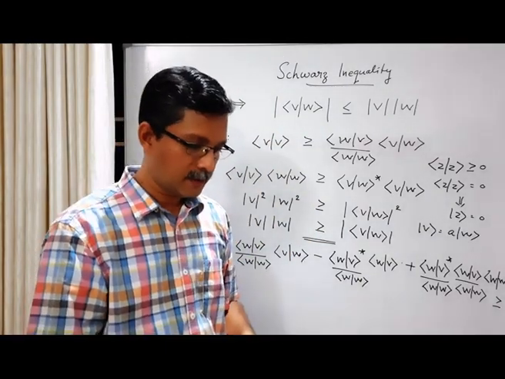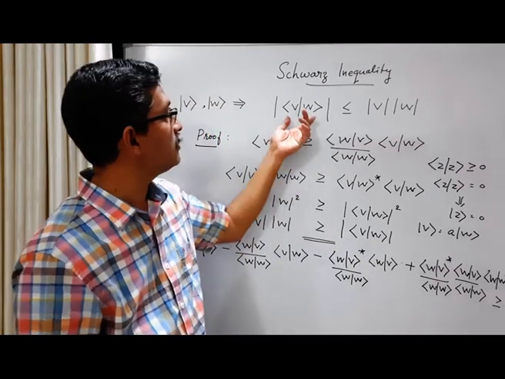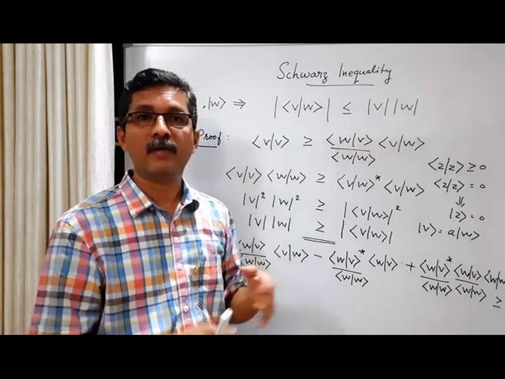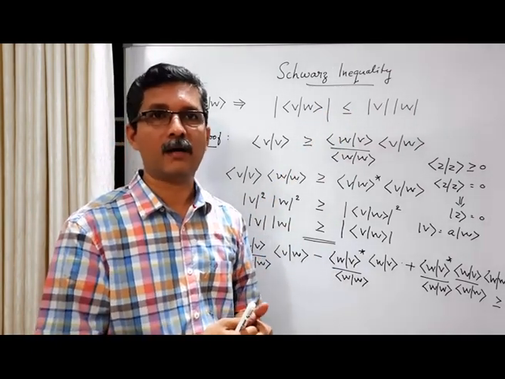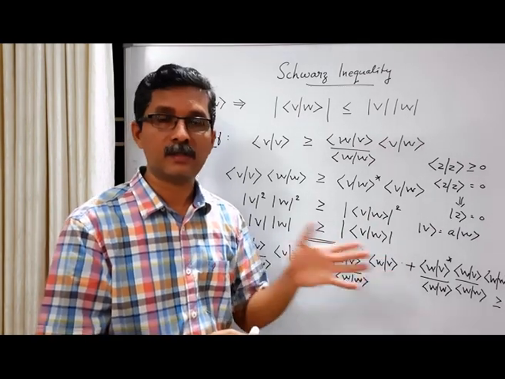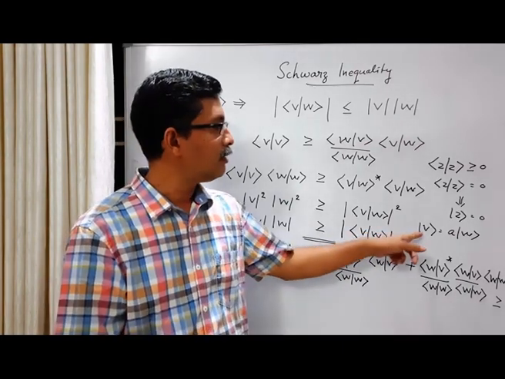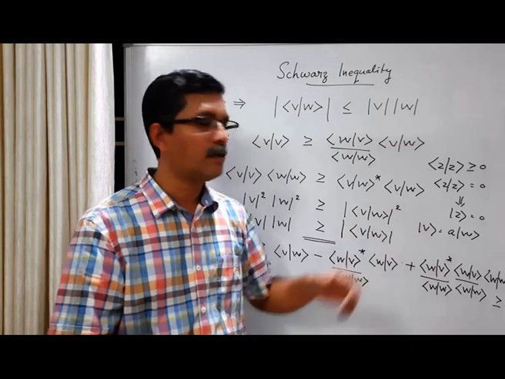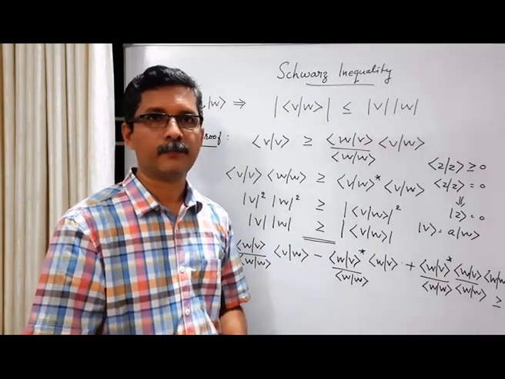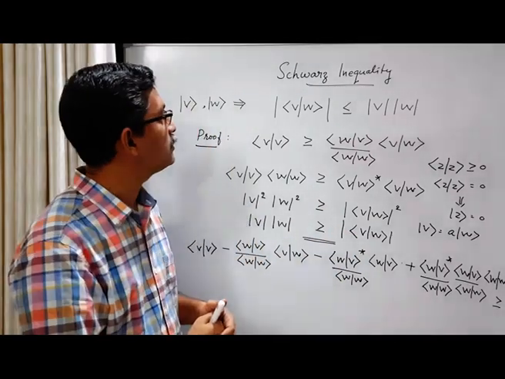So remember that in the case of ordinary three-dimensional vectors also, this inequality becomes equality when a and b, the two vectors, are parallel to each other. When cos theta is 1, that is theta equal to 0, the a and b are parallel to each other. Here also, when ket v and ket w are parallel to each other, this Schwarz inequality becomes equality. Okay, so this is the first inequality that we wanted to discuss.